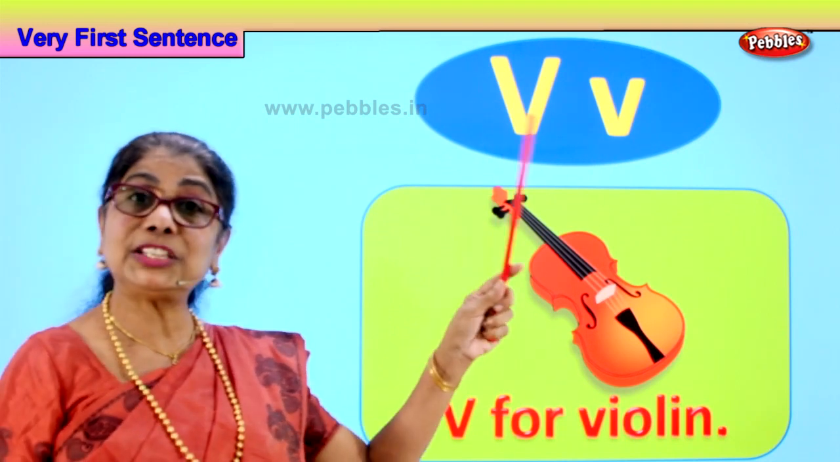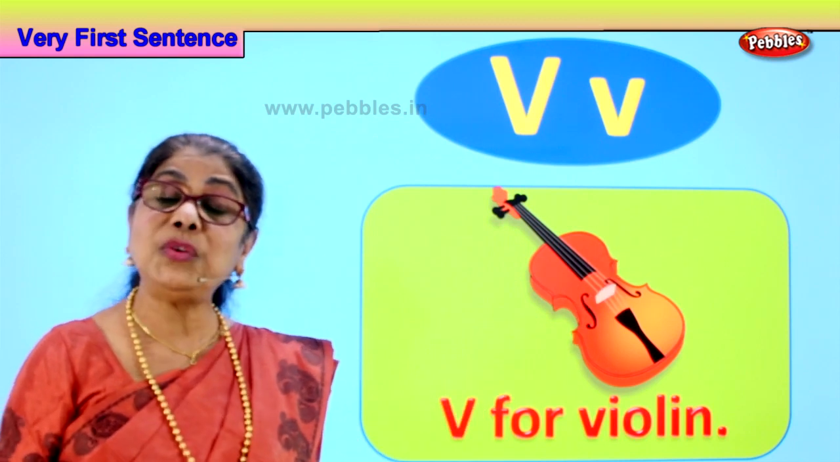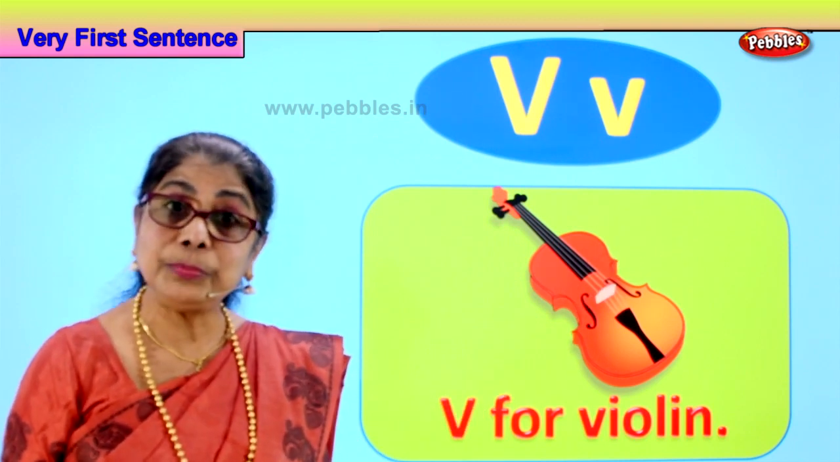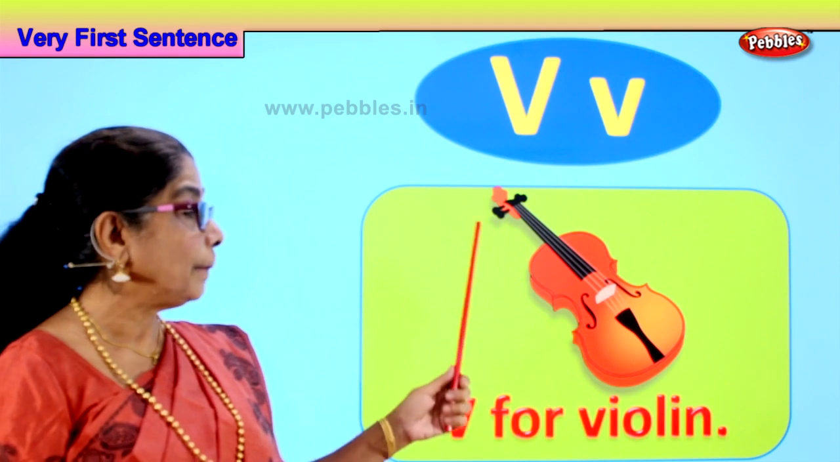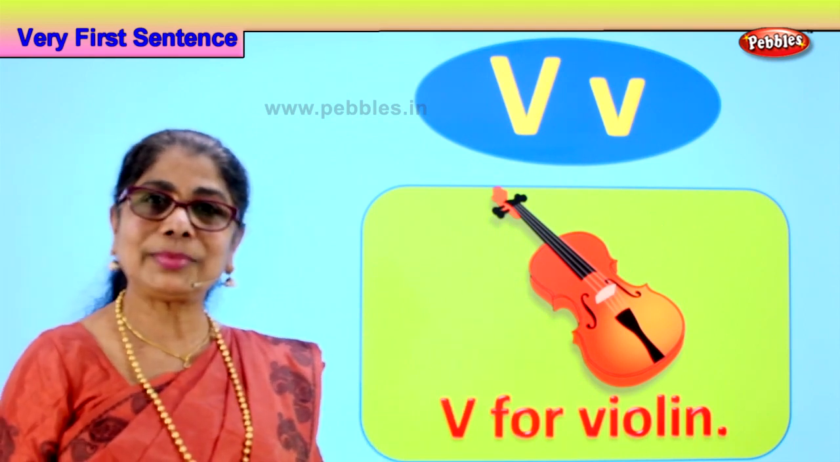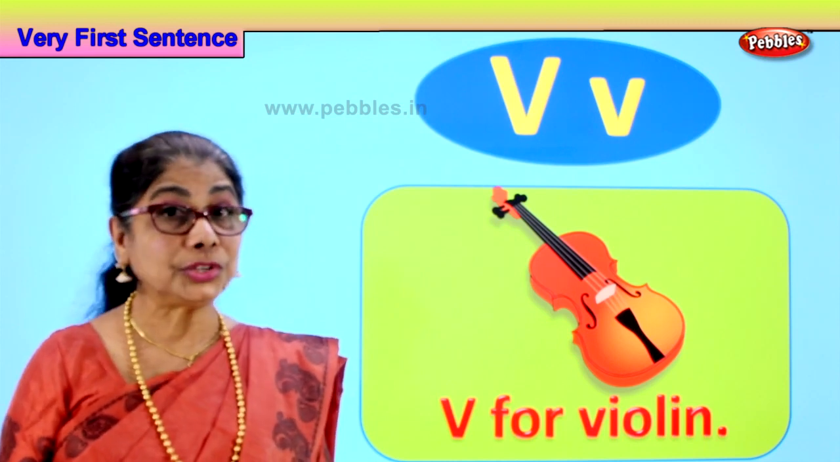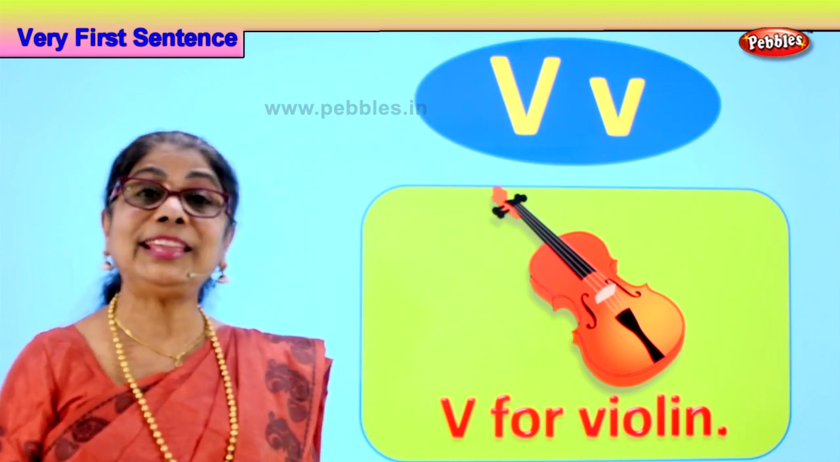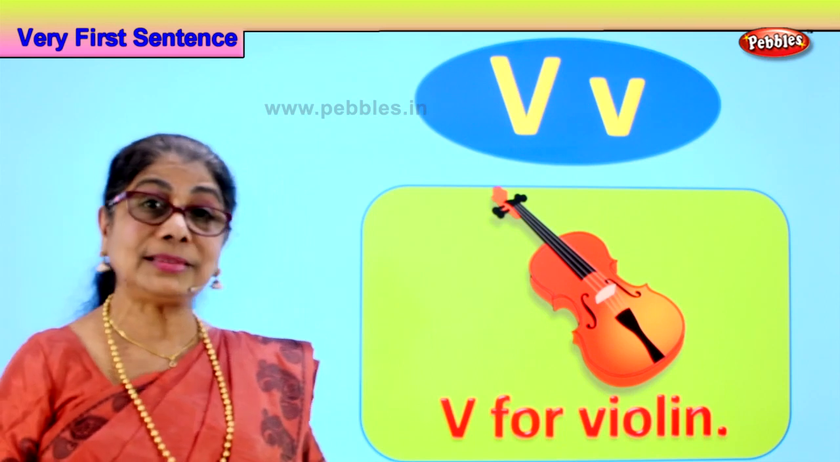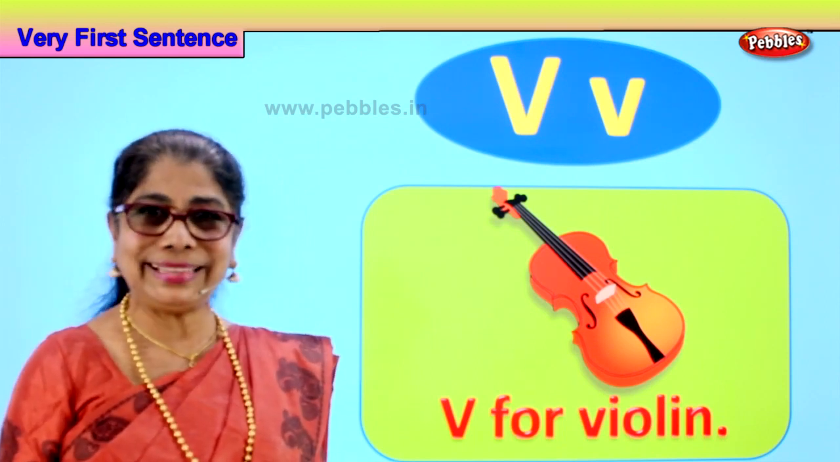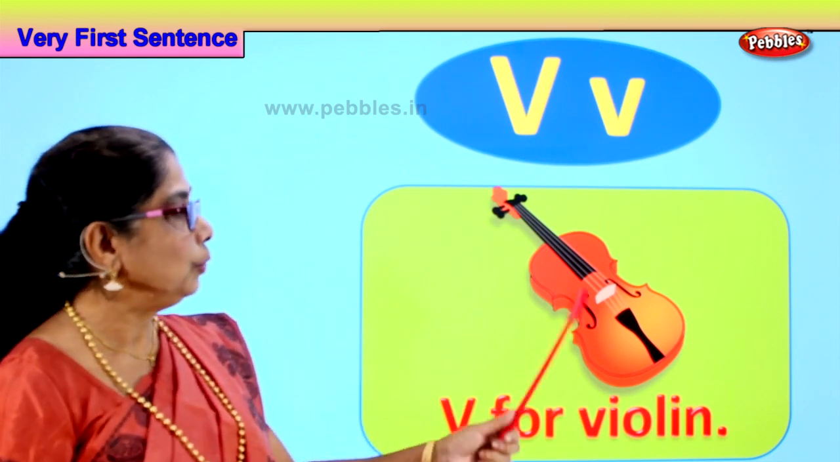Capital letter V and small letter V. What is the sound of V? V. What picture do we have here? Picture of a violin. Who plays violin for you? Your uncle? Or your teacher in the school? Or you're taking violin classes in your neighborhood? Yes? Look at the beautiful one.